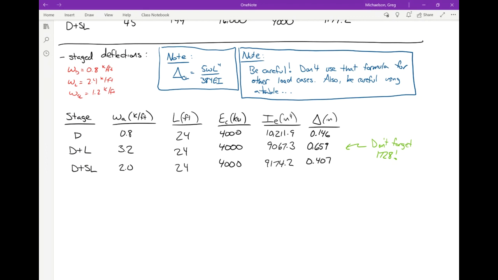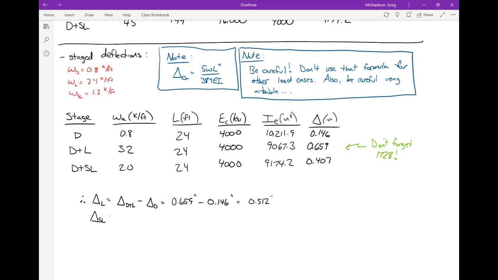Exactly. So remember when you compute deflections, you can compute your staged deflections directly, but if you want to get the deflection, say, due to the live load, you have to take the deflection due to the dead plus the live minus the deflection due to the dead. So that is 0.659 inches minus 0.146 inches. And so that comes out to be, it's like 0.512, I think, with rounding.